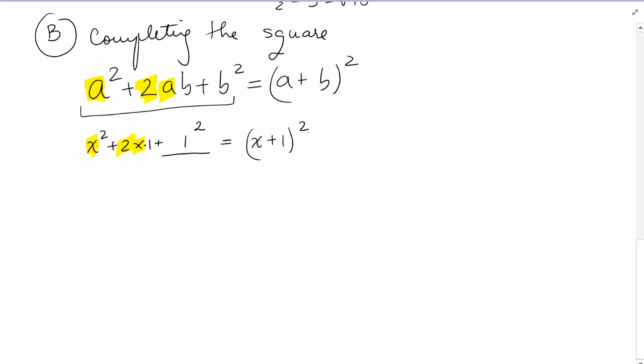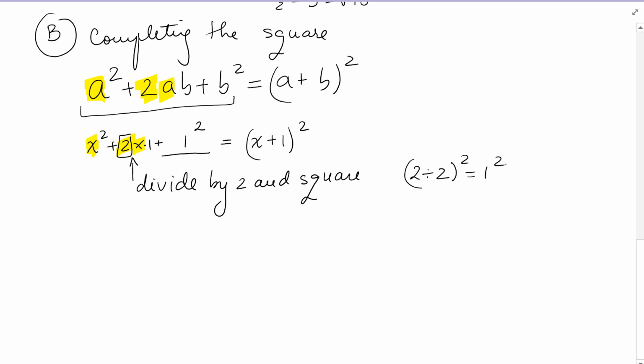What you actually have to have is a term squared, 2 times the first term times the second, plus the last term squared. So in order to find the third term, you have to divide by 2 and square. If you remember this, you are all set. All the time, divide the middle number by 2 and square it, and you're going to figure out the third term. So you see, 2 divided by 2 squared, that's 1 squared, exactly what we wanted.